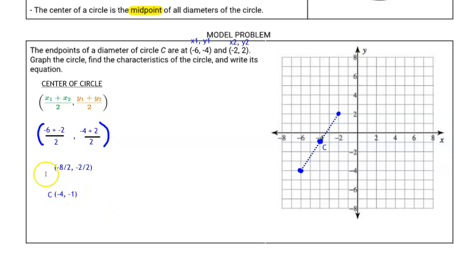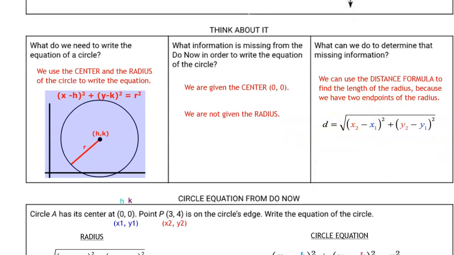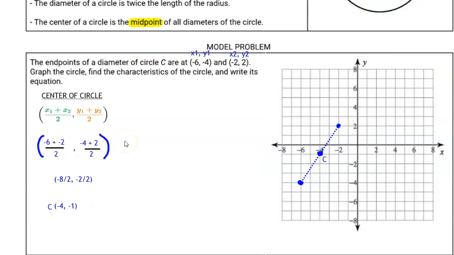Now all we need is the radius. If you recall, the radius of the circle is the distance from the center to the outside, and when we don't know that distance, we can use a little formula I like to call the distance formula. So let's use the distance formula to find the distance between these 2 points.